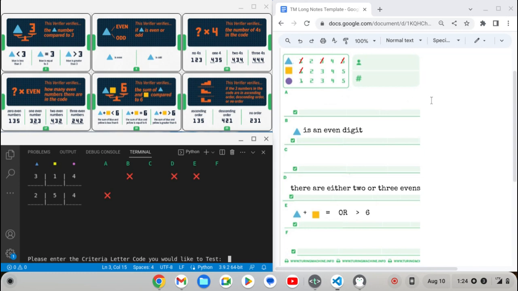So let's go ahead and type that up. So we're going to deduce that triangle is greater than 3. And therefore it is a 4. Very interesting indeed. So let's go ahead and cross out the 2.